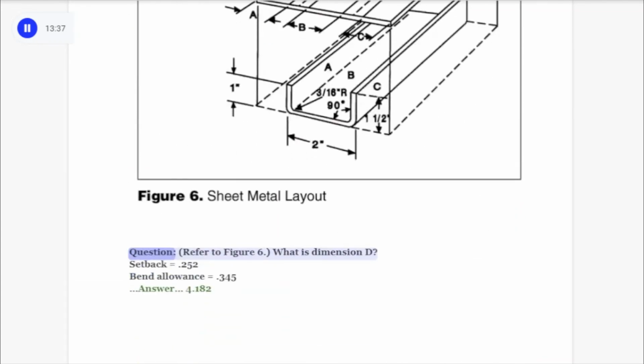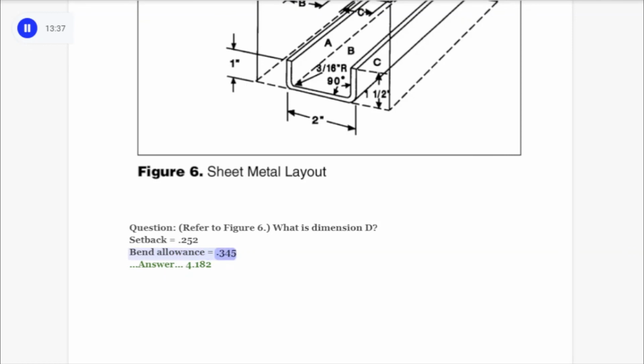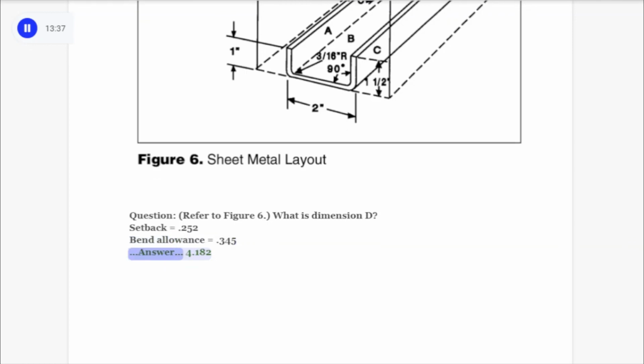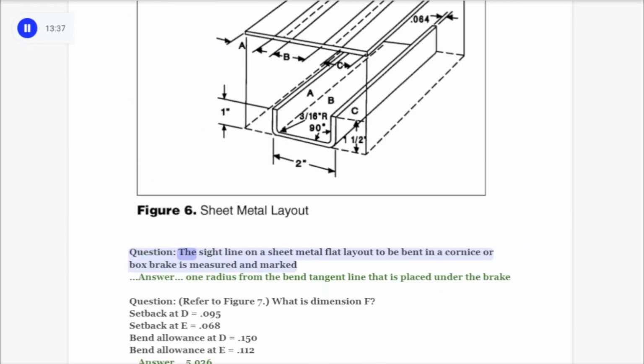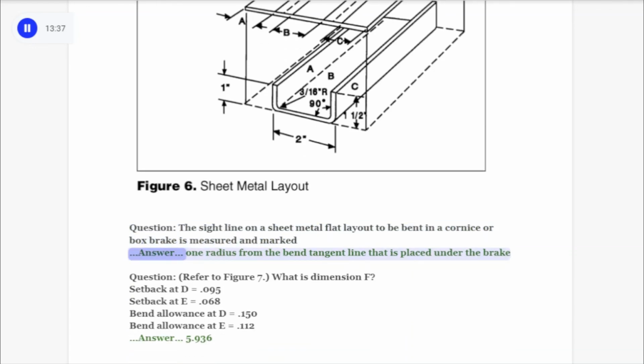Question, refer to figure 6. What is dimension D? Setback equals 0.252. Bend allowance equals 0.345. Answer, 4.182. Question, the sight line on a sheet metal flat layout to be bent in a cornice or box break is measured and marked. Answer, 1 radius from the bend tangent line that is placed under the break.